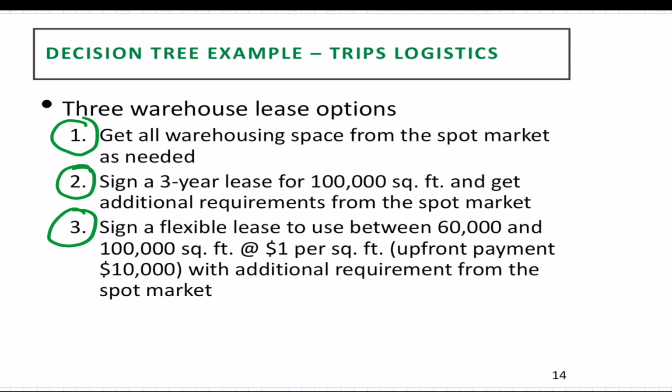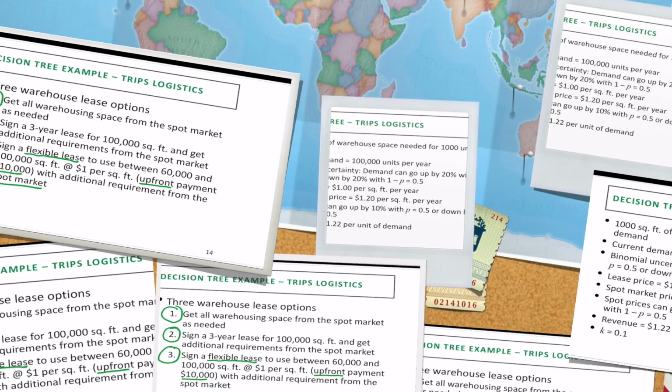And the third one is to sign a flexible lease to use between 60,000 and 100,000 square feet at the rate of $1 per square foot. But then there is an upfront payment of $10,000 and any additional requirement will be fulfilled from the spot market.